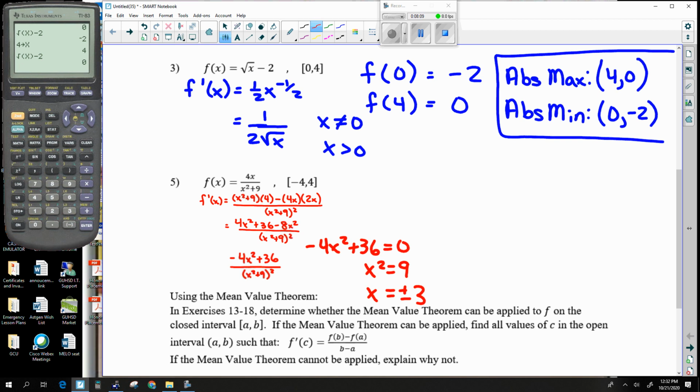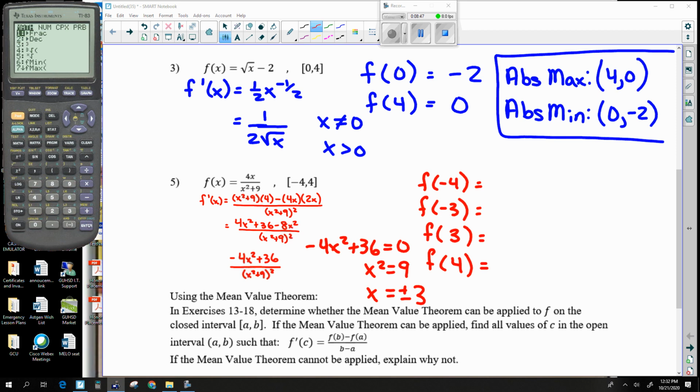Okay, so with this, we need to test out our endpoints and any critical numbers in that interval. That would be negative 4, negative 3, positive 3, and positive 4. And again, these go into the original equation. So negative 4 into this equation, 4x divided by x squared plus 9, gives negative 0.64. Seems like an odd number, but whatever.